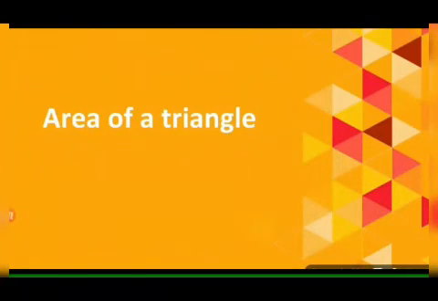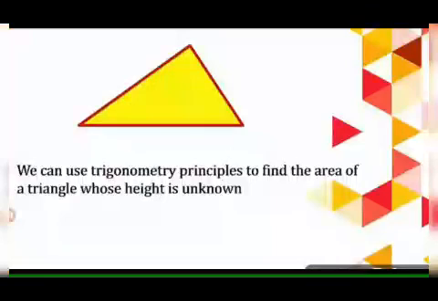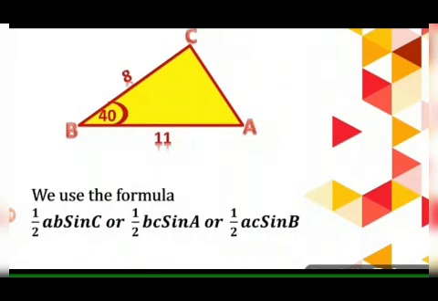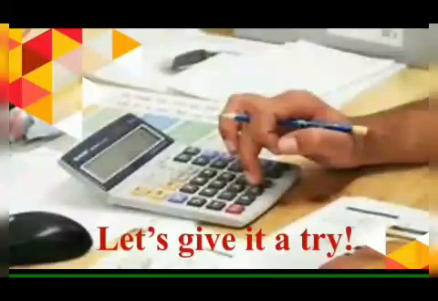We have been calculating the areas of triangles using the popular formula half base times height. However, it is not always the case that we are given the height. When that happens, we multiply two given sides by half, and then the sine of an angle whose opposite side we do not include. This means that the formula can be half AB sine C, or half BC sine A, or half AC sine B.